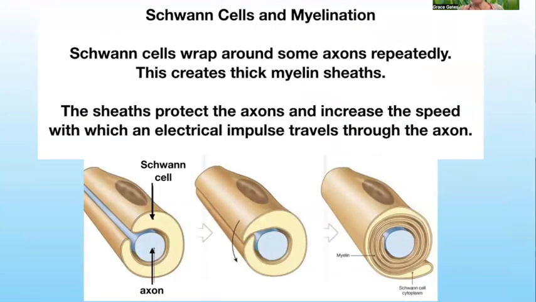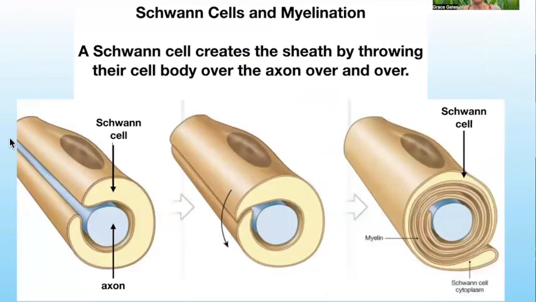Schwann cells wrap around some axons repeatedly. This creates thick myelin sheaths. The sheaths protect the axons and increase the speed with which the electrical impulse travels through the axon. And the way that Schwann cells create the sheath is by throwing their cell body, especially the nucleus, over the axon and then over the axon again, and around and around and around goes the Schwann cell nucleus.